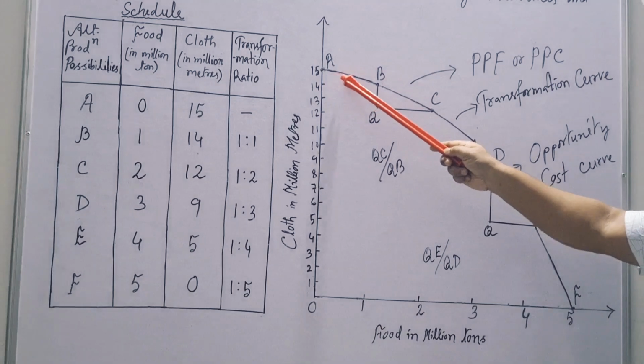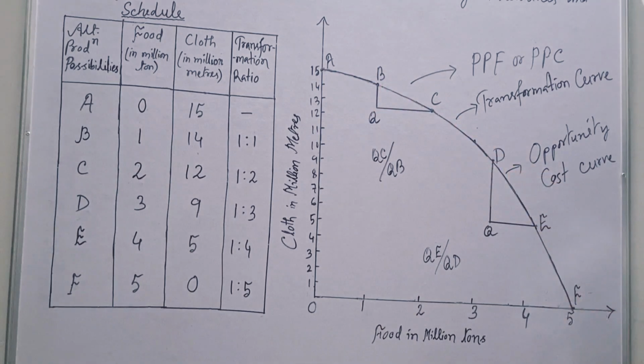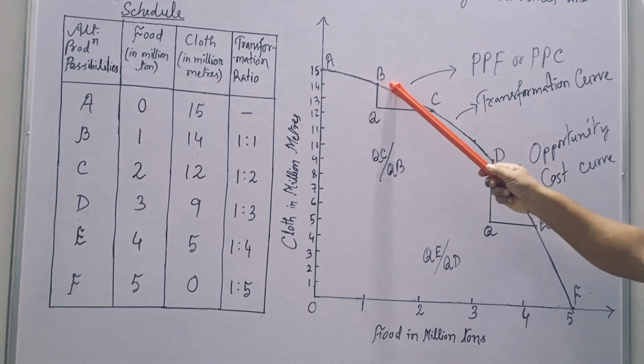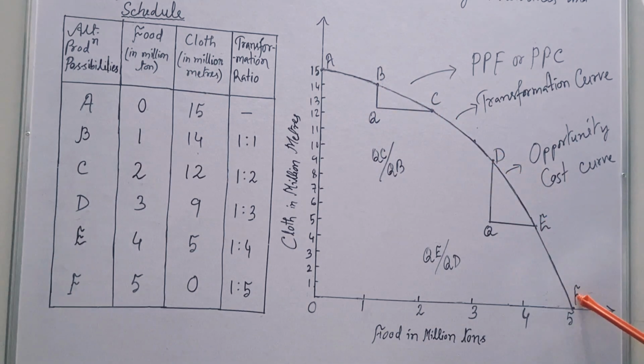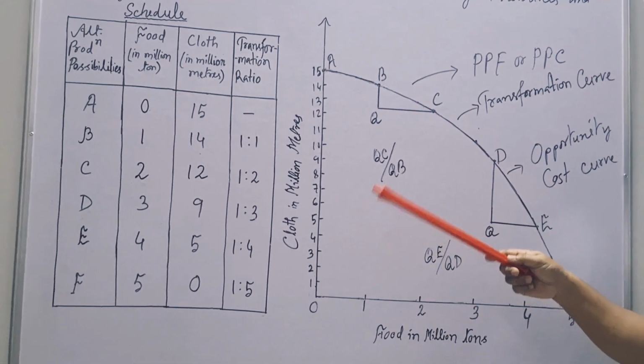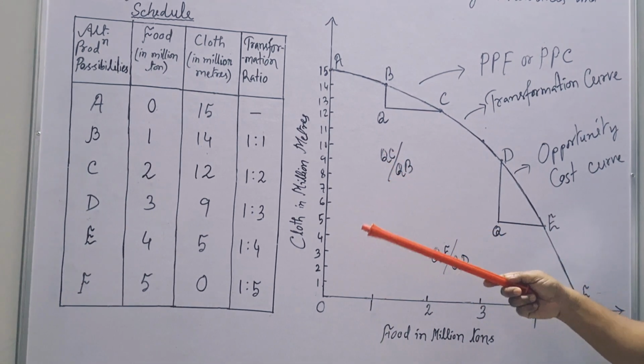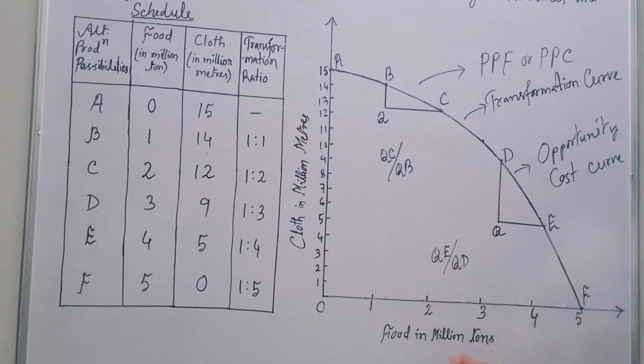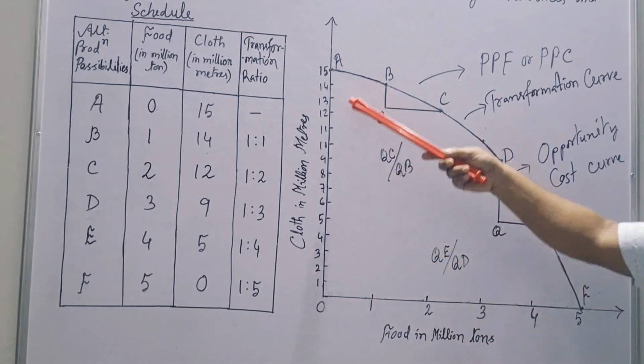That is, the curve shows that there are 6 alternative possible combinations: A, B, C, D, E, F. Six alternative possible combinations of the goods and services which a country can produce. But the curve shows that for producing more and more of one good, it has to sacrifice more and more of another good. The PPC is an opportunity cost curve because it shows the opportunity cost of the production of a good. When the country uses its resources for production of food, it has to sacrifice production of cloth.